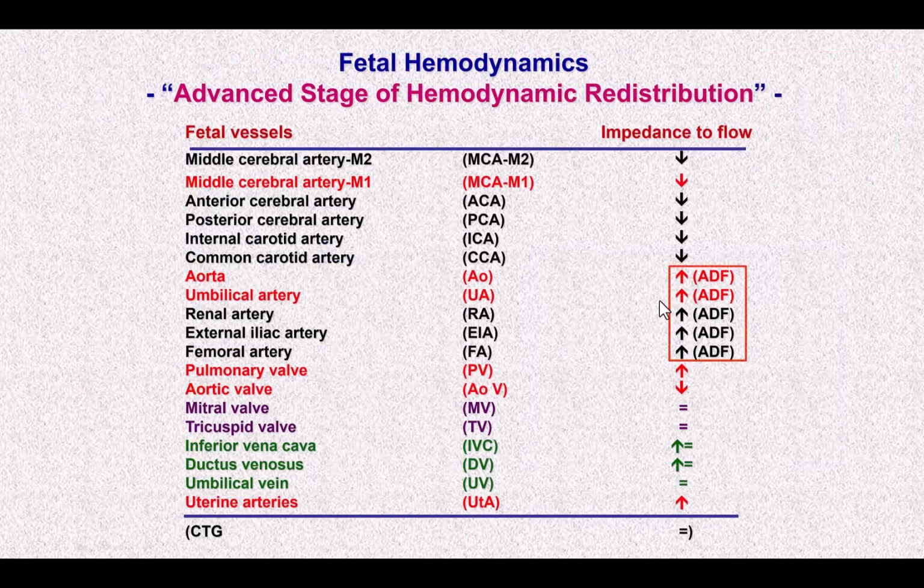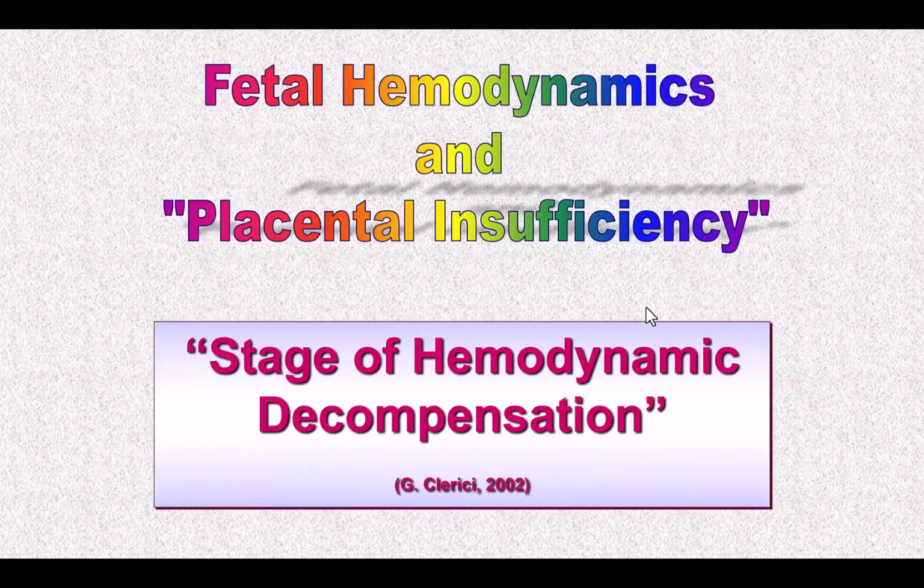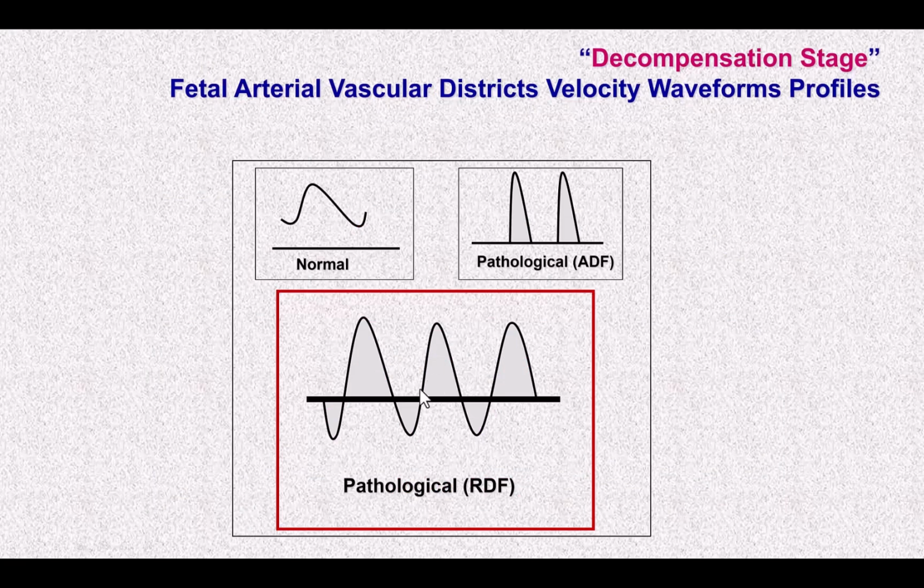Here is the scan of this stage, and the news is the absent diastolic flow in the arterial district and in the umbilical artery. Next is the stage that I called the stage of hemodynamic decompensation, which is characterized by an incipient heart failure. So the news in this stage is the reverse flow during diastole.